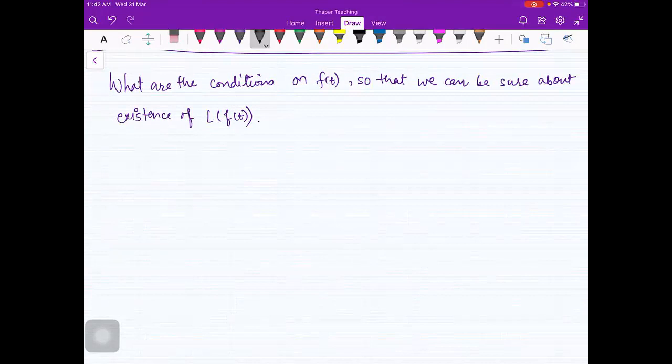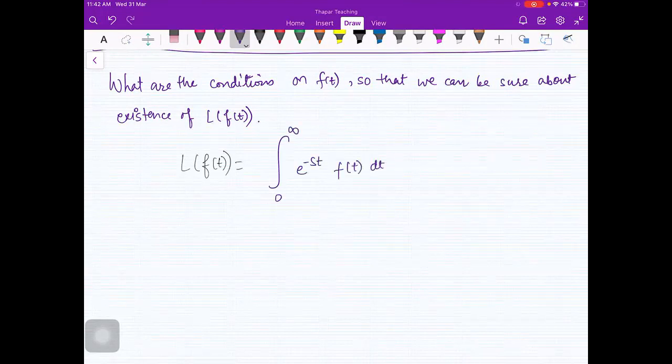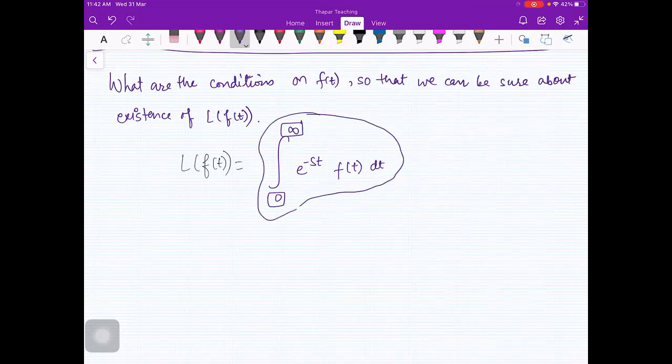Clear? Because L of f of t is equal to the integral from 0 to infinity of e raised to power minus st times f of t dt. Now because this integral involves 0 to infinity, this may not be proper, so this may not exist. So we need to know what the conditions on f of t are so that this integral has a finite value. For that we need some definitions. One is piecewise continuous function.